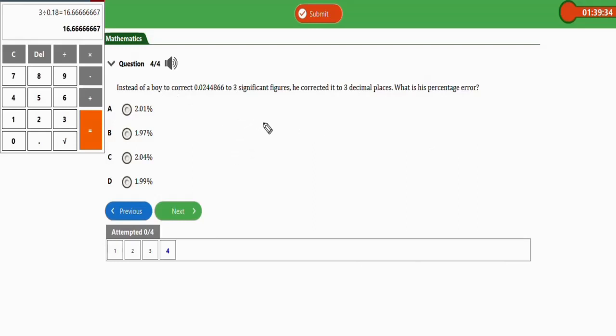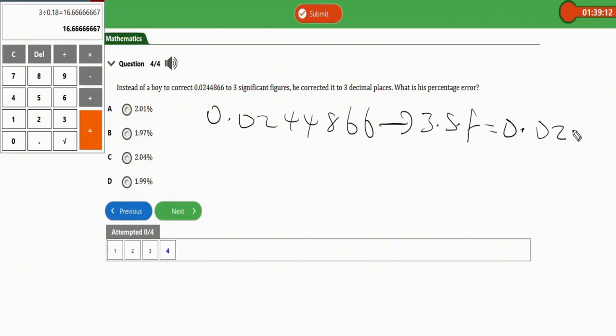Remember that percentage error is error over actual times 100 over 1. So for this question, firstly, this value 0.0244866 to 3 significant figures will be 0.0245. So significant values start from the non-zero number. So this is significant, this is significant, this is significant, third one, this is the fourth one. So you take this one as 1, it's up to 5, put it to this 4, it will now be 5.